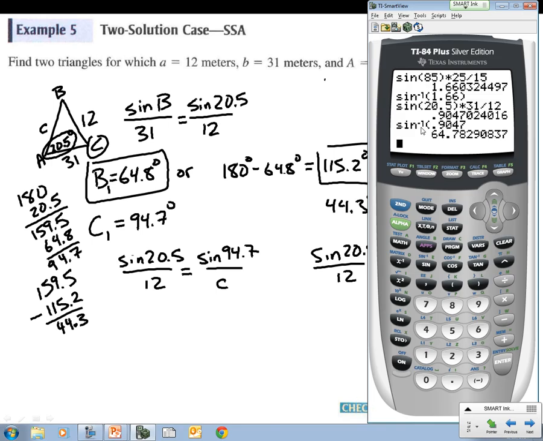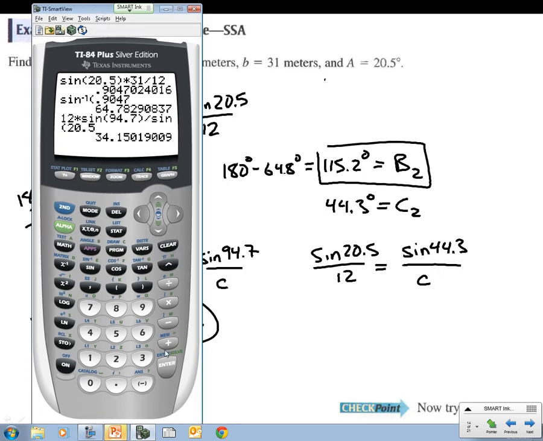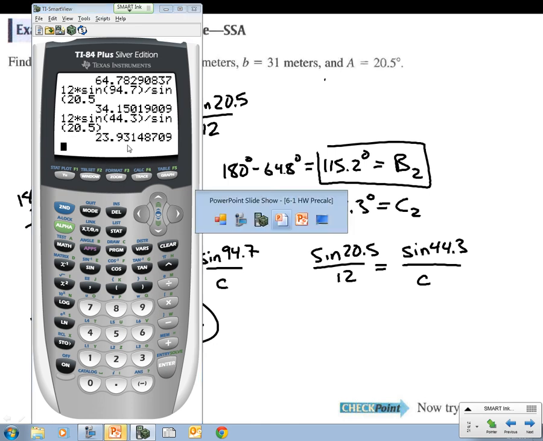Let's solve them both. First one here, we've got 12 times the sine of 94.7 divided by the sine of 20.5, and we get 34.15, so 34.2, and we're calling that little c1. And let's go back in there and get little c2. So we're going to have 12 times sine of 44.3, and we'll divide that by the sine of 20.5. 23.93.